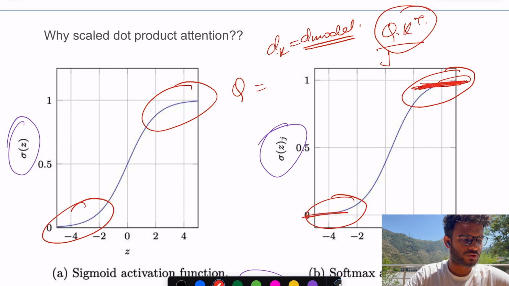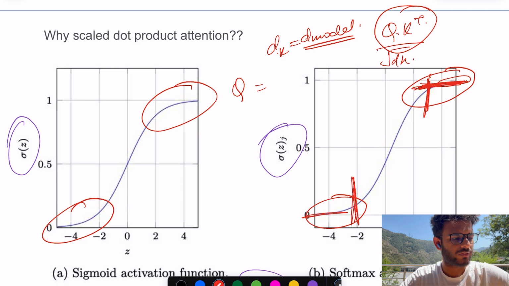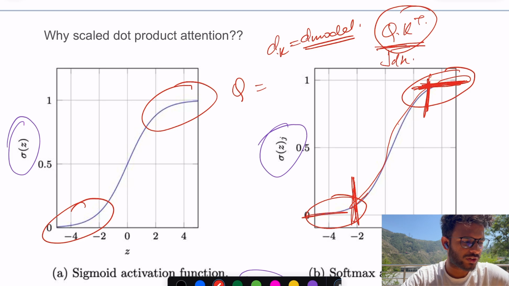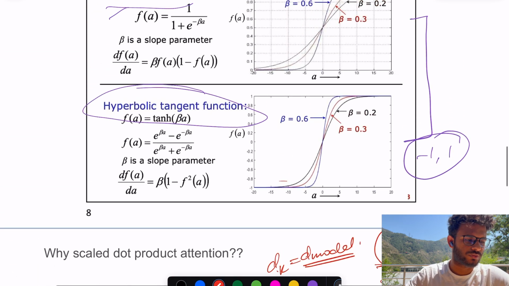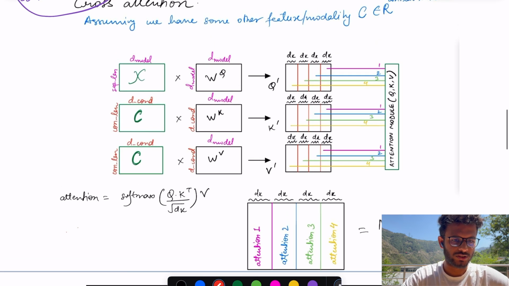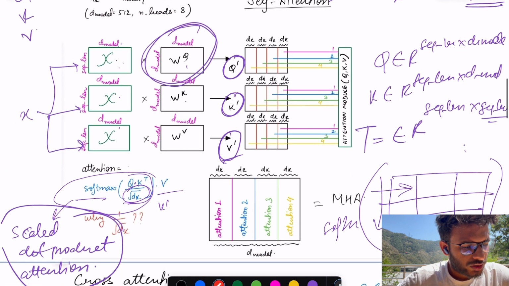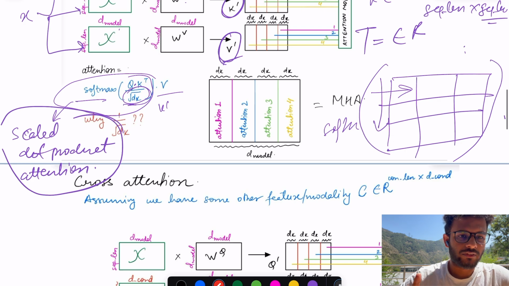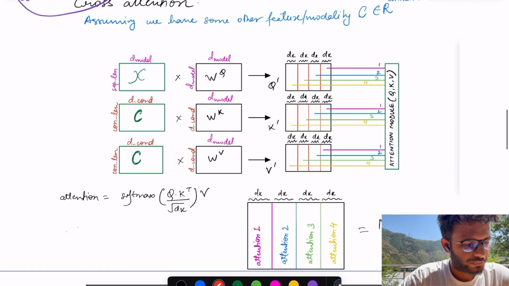The derivative becomes almost 0. This is why we try to scale with a factor. If you keep increasing dk, this scaling factor 1 by root dk will try to bring your Q dot K transpose values into a particular range, so that your derivative doesn't become too close to 0. That's the issue, and that's why we scale with root dk, and this is the reason mentioned in the paper itself. So this is how we work with self-attention. We haven't worked on multi-headed attention as of now.